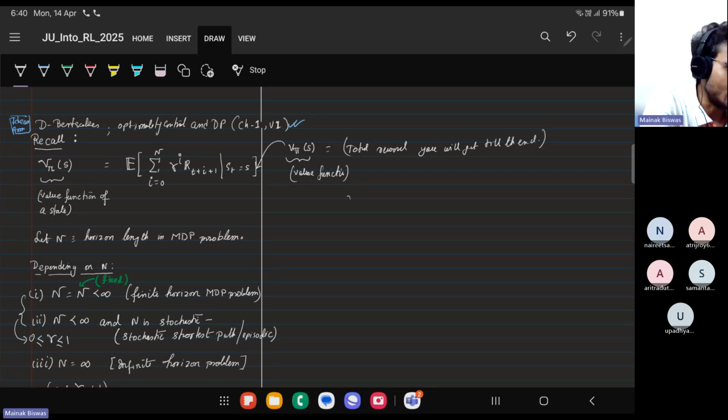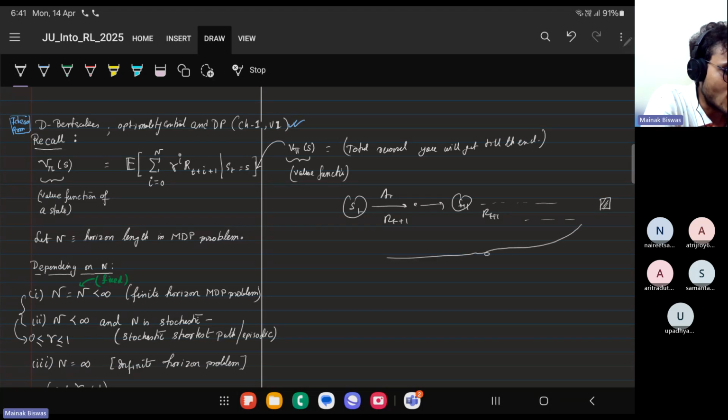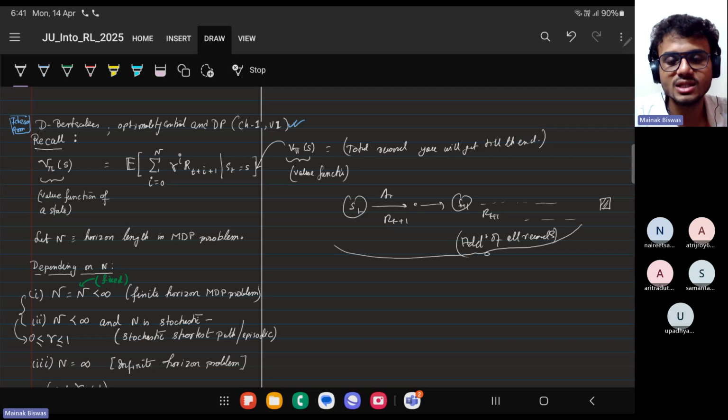So say you are in state S, you take an action A and you get a reward R_{t+1}. You go to S_{t+1}, and so on. You get R_{t+1} until you terminate. You are going to add up all of them. This is the value function, the addition of all rewards. Yes or no? If you start from a state and add up all the rewards, that's all you are seeing. Any questions? This is just a revision.